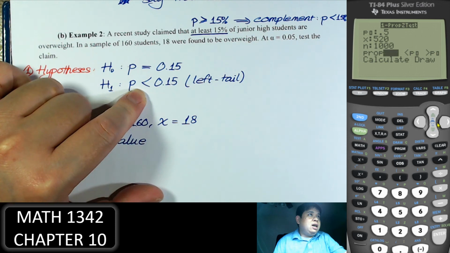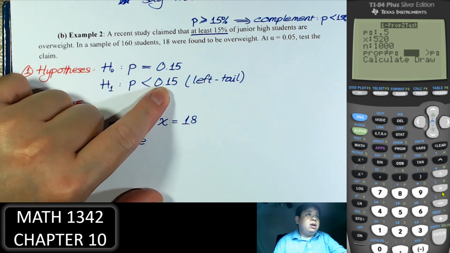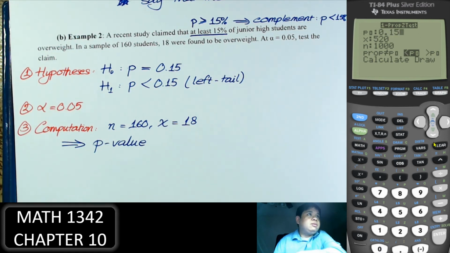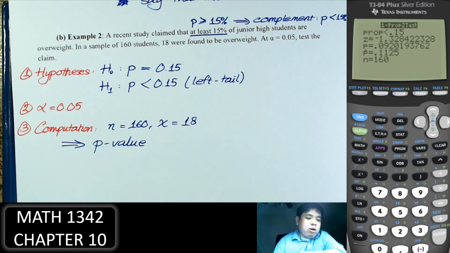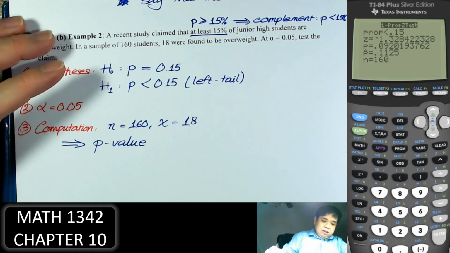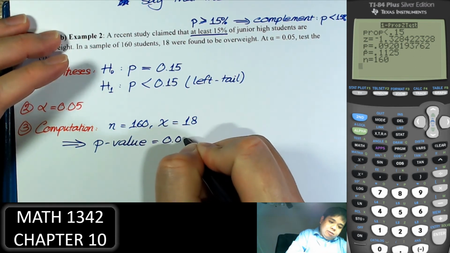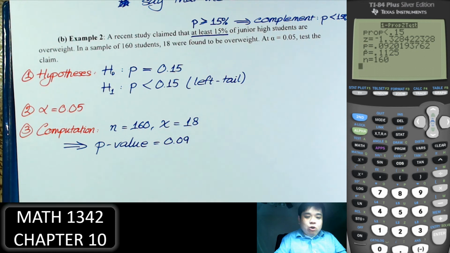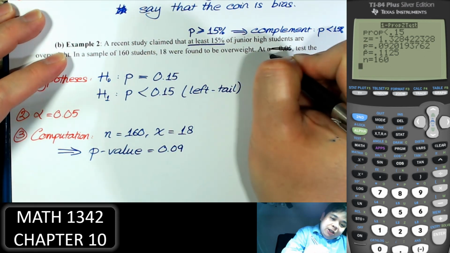And we have to write this statement. So we say p is less than p naught, where p naught is 0.15, x is 18, n is 160. Right, so 0.15, 18, 160, less than p naught, and then calculate. We have the p-value is 0.09. Right, actually, let's change the alpha to 0.1.